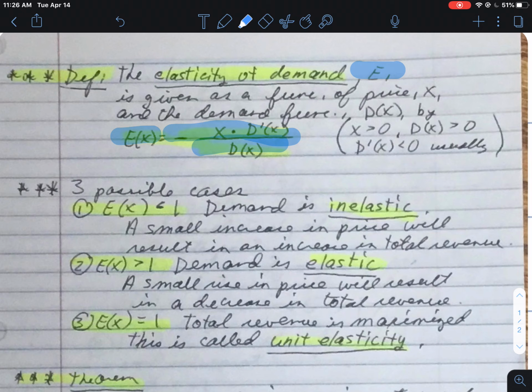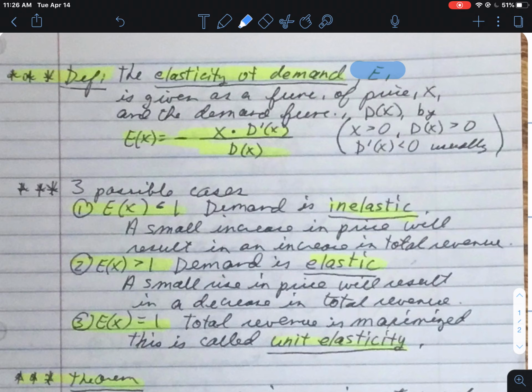Now, I'll spare you the derivation of that formula. If you're interested and you want to read the textbook, you can see exactly where that formula came from. All right, but all I care about is that you know how to use it. So we'll call this the elasticity of demand function, this E of X.